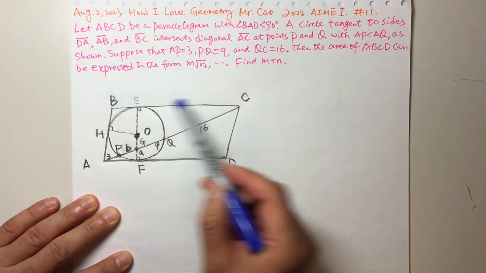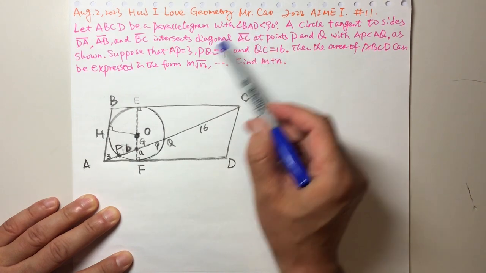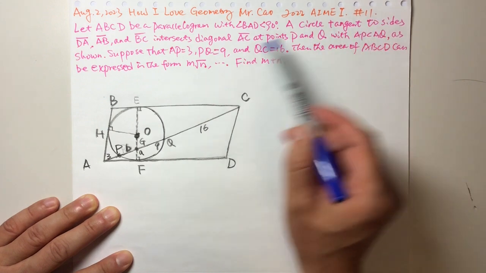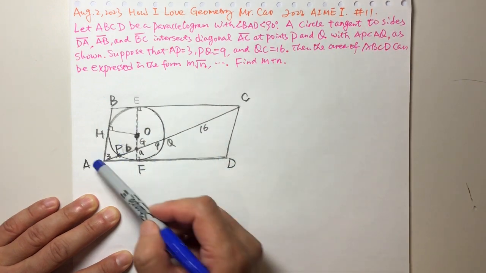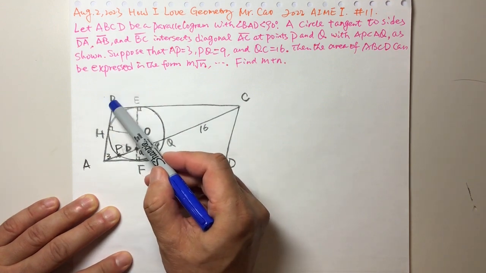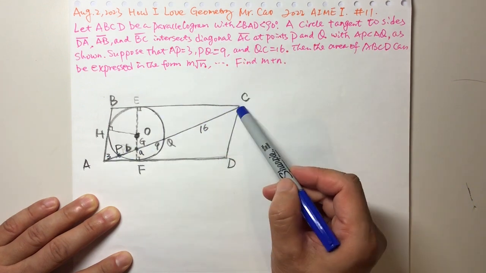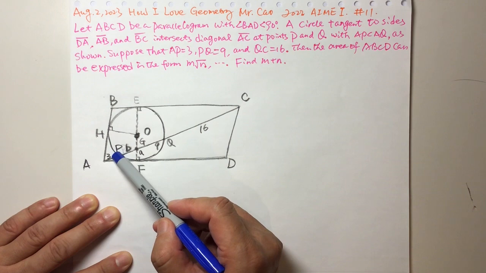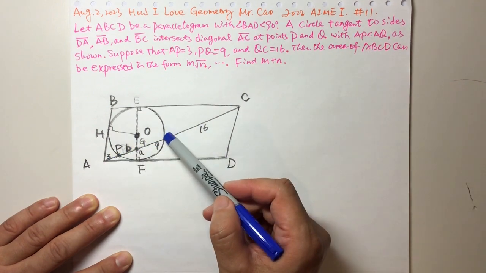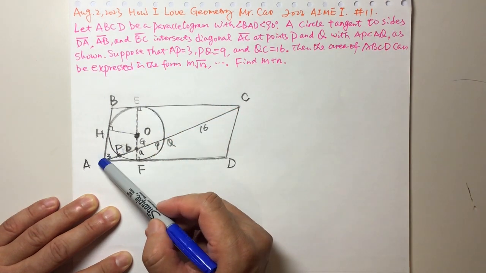Let ABCD be a parallelogram with angle BAD less than 90 degrees. A circle tangent to sides DA, AB, and BC intersects diagonal AC at points P and Q with AP less than AQ. Suppose that AP equals 3.